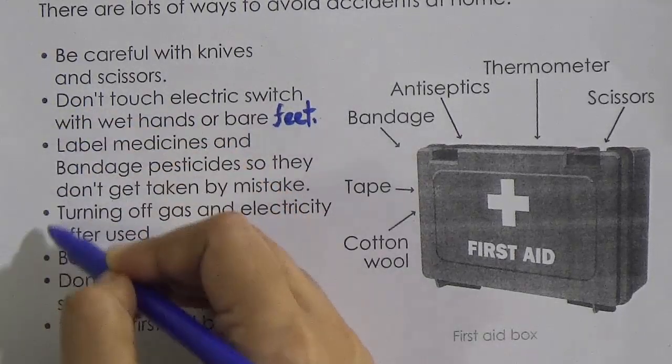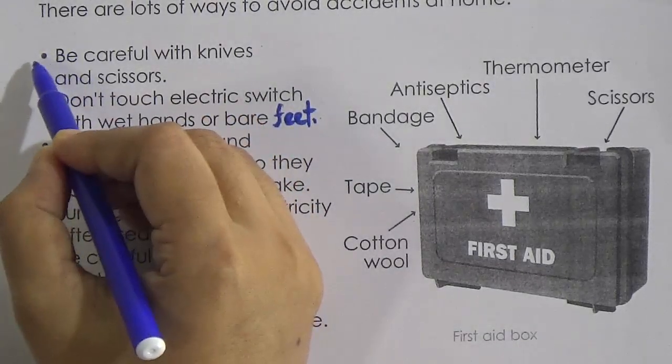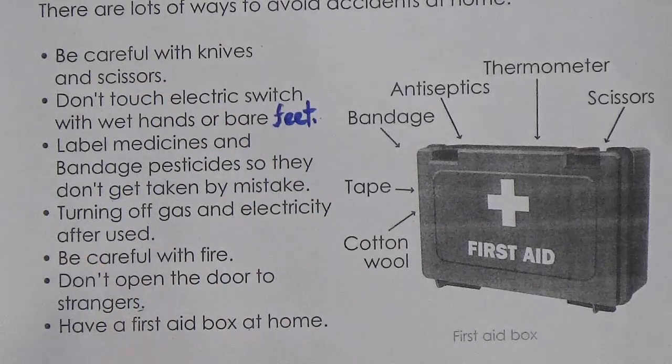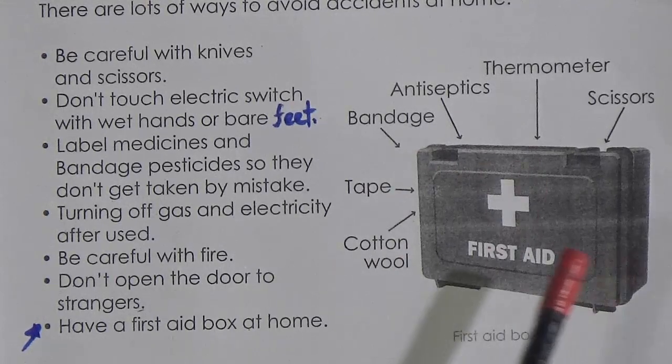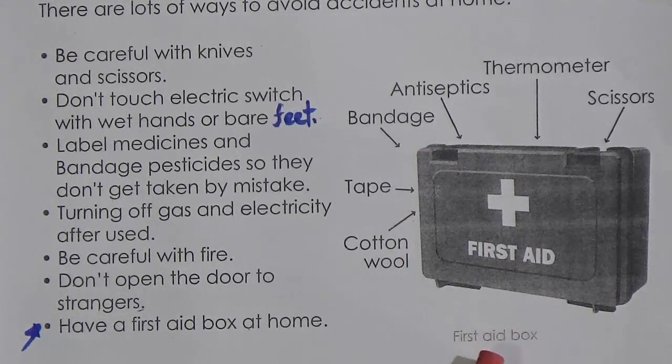Okay, now look, these points are very important. There are 1, 2, 3, 4, 5, 6. These 6 points are ways to avoid accidents at home. And number 7, have a first aid box at home. If there's an accident, you can give a primary treatment to that wounded person or to that person who needs some medication, treatment. And if the accident is severe, very serious, you will meet a doctor.